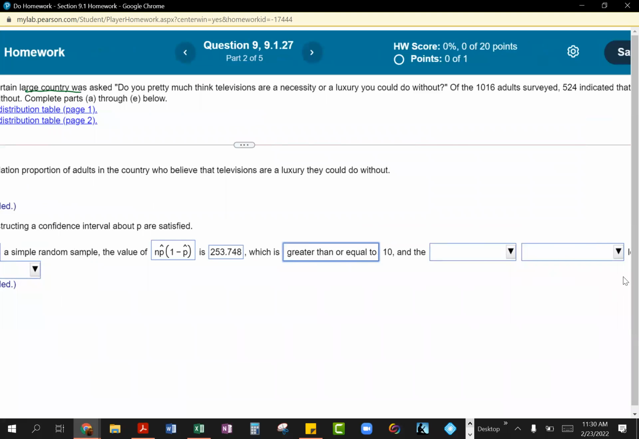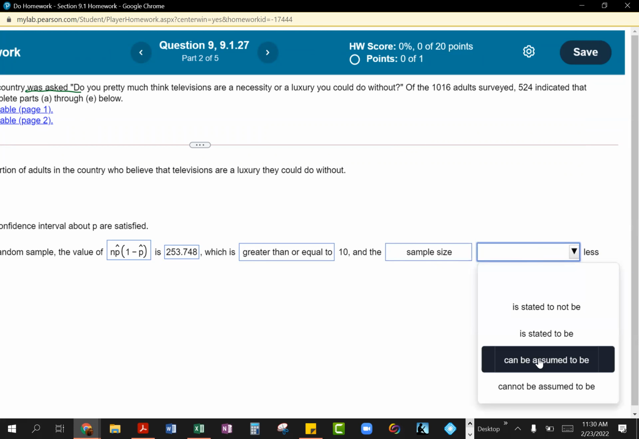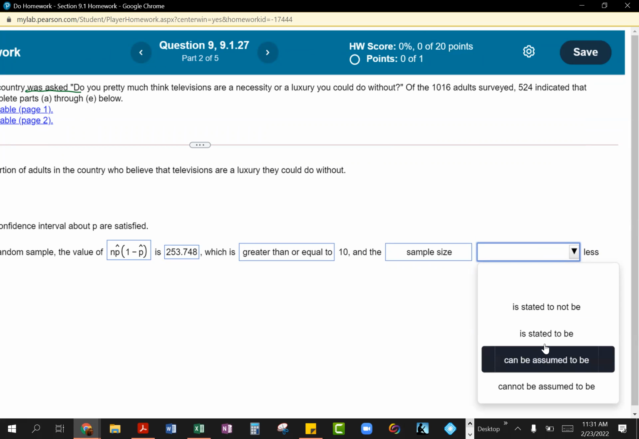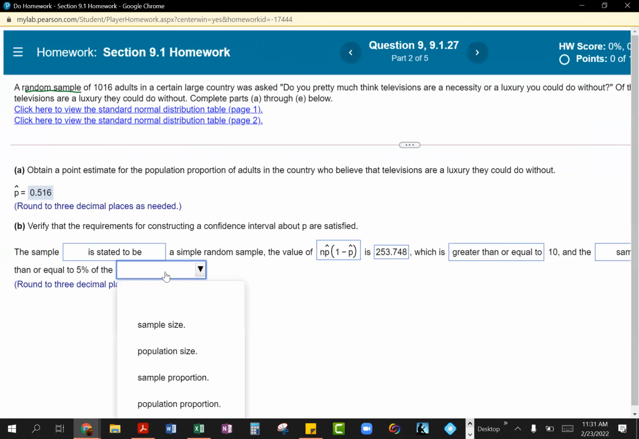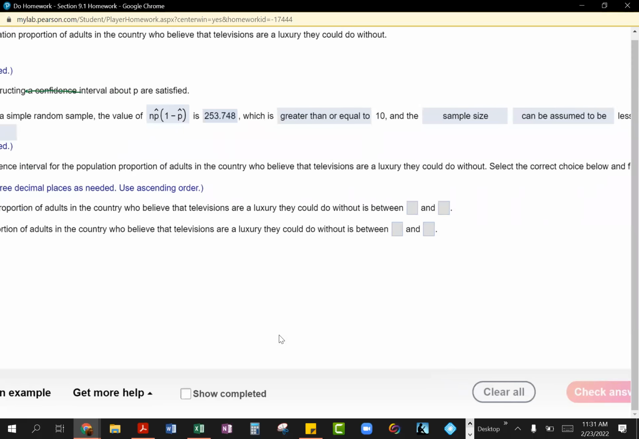Now here is where we will say that the sample size can be assumed, because again, they're not telling us if this is 5% or less than 5% of the population. So this one here is where we are assuming it is going to be less than or equal to 5% of the population size of this country. So this is where you're verifying that we meet the requirements to be able to do a confidence interval for this example. Again, check your answer.